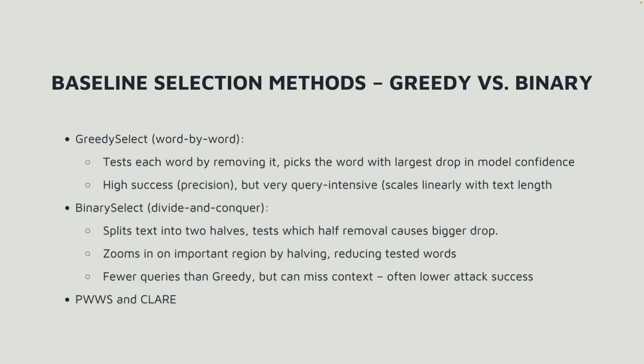When it comes to binary select, it splits each text or each example into two halves and sees which causes the biggest drop. It does this iteratively until it reaches a single word and determines that it is the influential word, upon which it goes to the replacement step. The PWWS and Clare methods are almost similar, so we built our algorithms upon these.